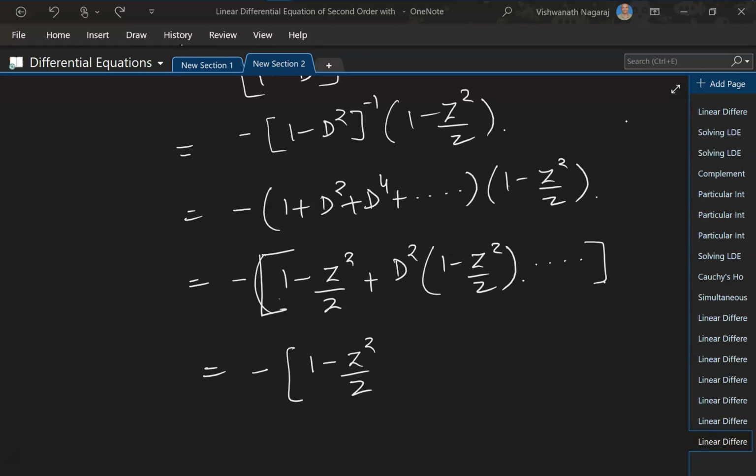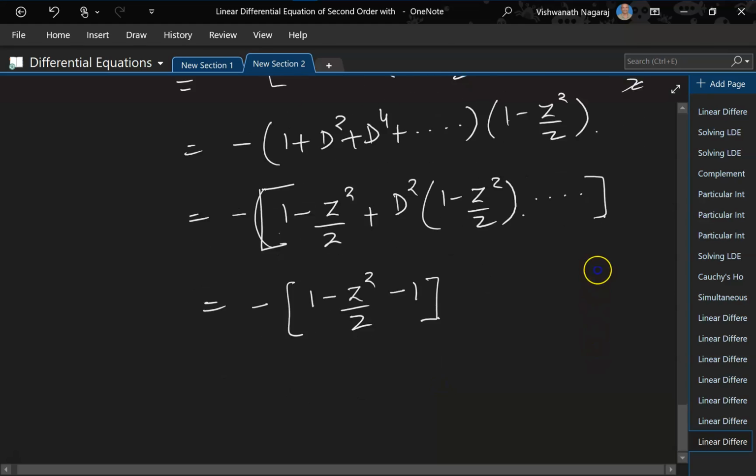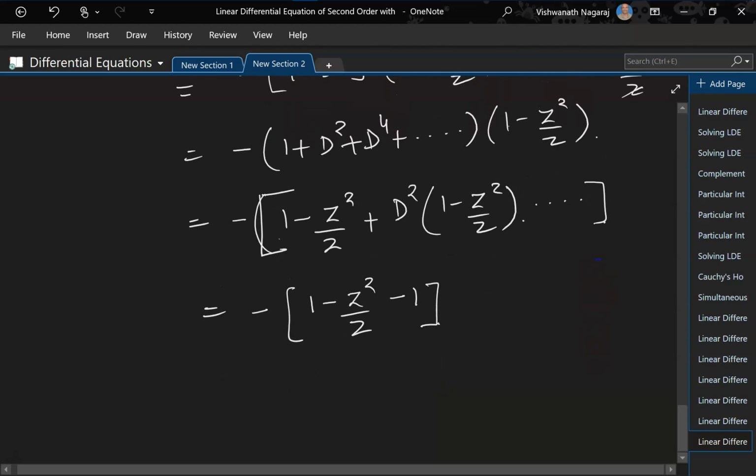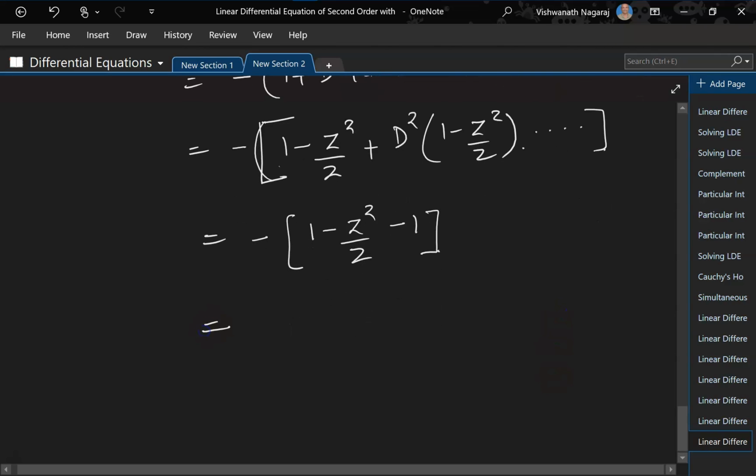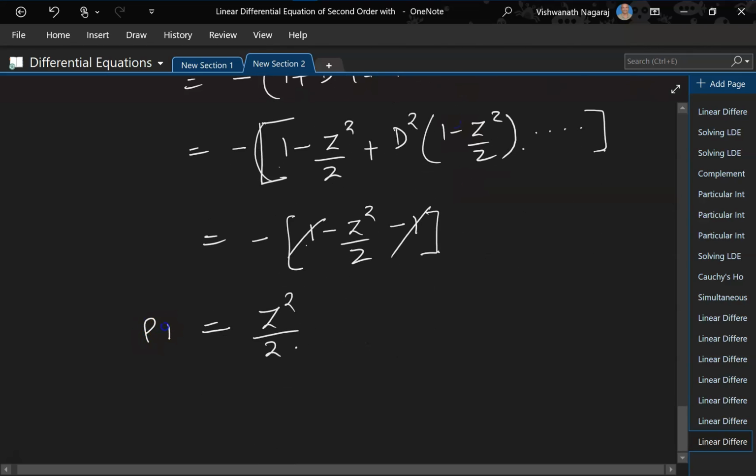So the first time when we differentiate it, what do we get? Minus 2z by 2. Yes, minus 2z by 2. Now this minus 2z by 2 gives us minus z. If we differentiate it once more, what do we get? We get minus 1, right? There's no point in going further in the series because the next time we differentiate, it becomes 0. Okay, so now minus 1 and 1 get cancelled out. Minus minus becomes plus and we are left with z square by 2. So what is this? This is your particular integral.